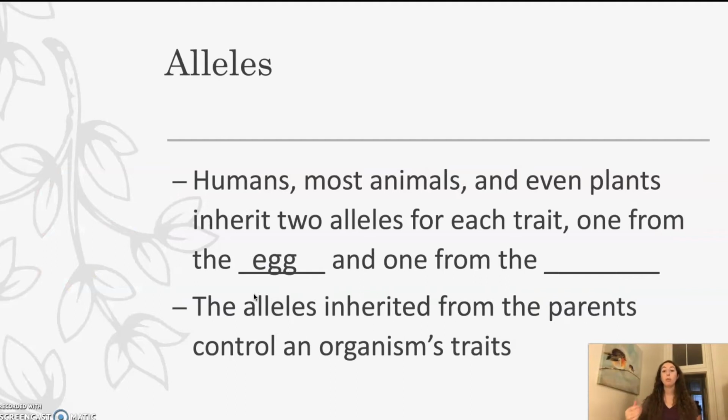So, we all got to get our traits and our genes from somewhere. Humans, most animals, even plants, we've talked about pollen, inherit two alleles for each trait. One coming from mom, one coming from dad. So, one coming from the egg, one coming from the sperm. These alleles that are inherited control what your traits are. So, everything coming from mom and dad determines who you are physically.